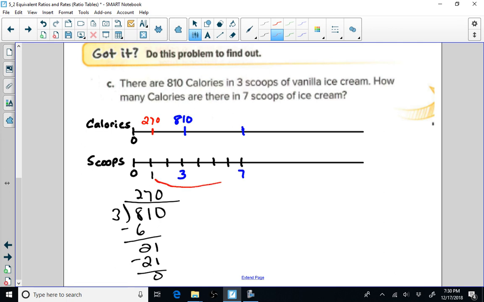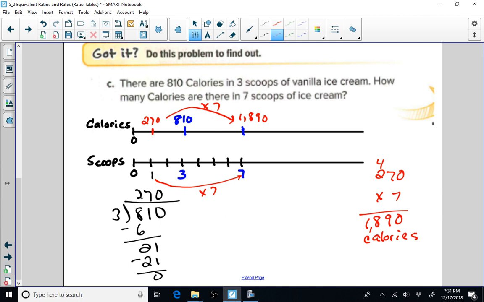Now I can scale ahead from 1 to 7 by multiplying that 1 by 7. So I want to scale ahead here, multiply the 270 by 7. I'll do that on the side of my paper. 7 times 0 is 0. 7 times 7 is 49. Carry the 4. 7 times 2 is 14. And 4 is 18. So we get 1,890 calories for 7 scoops of ice cream. That ice cream better be worth it. 1,890 calories in those 7 scoops.